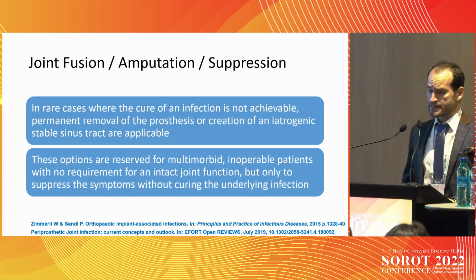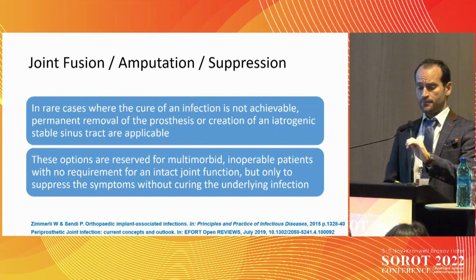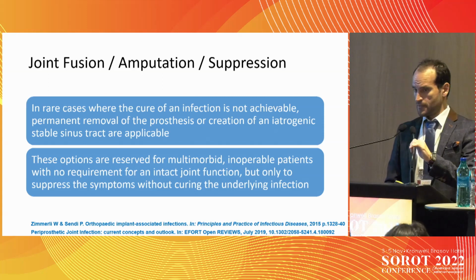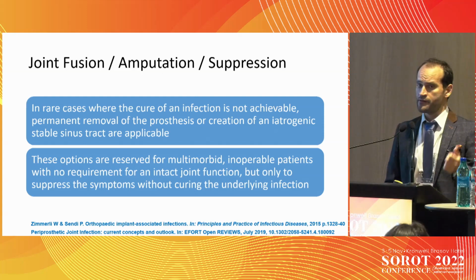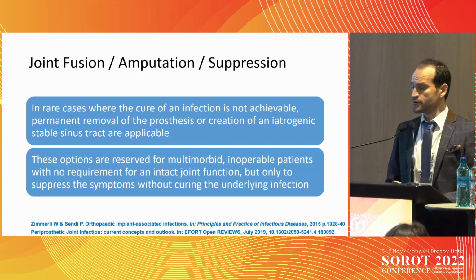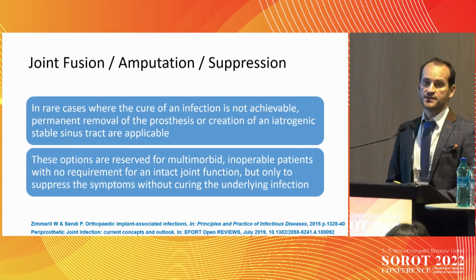In rare cases, and I think some of us have witnessed this, people end up being amputated after an infected PJI. This is a very sad situation, but it may be the only solution, either arthrodesis, amputation, or suppression. That means that the patient may need antibiotics for the rest of his life.